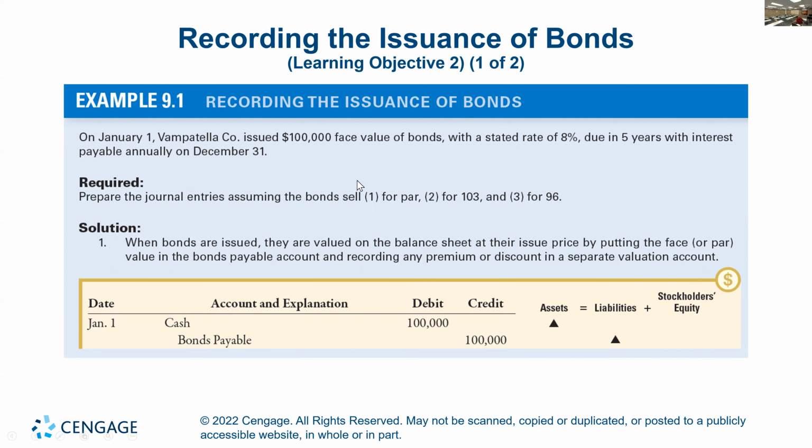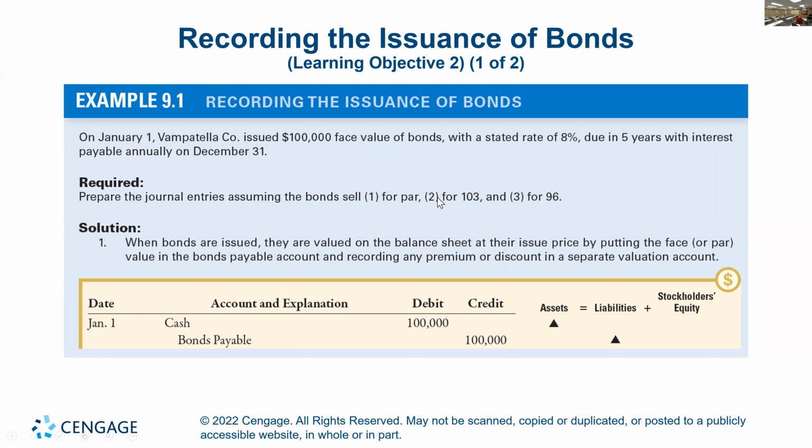So here we issued 100,000 face value with a stated rate of 5% due in 5 years with interest payable. Okay, so prepare the journal entries, assuming the bonds sell for par. When it sells for par, that means it's selling for its face value, right? What it's supposed to be, okay? So if we get $100,000 and the market and the stated rate are exactly equal at 8%, we will receive $100,000 in cash on that day with a debit, and we will credit bonds payable, which is always, always, always credited at face value. Okay.